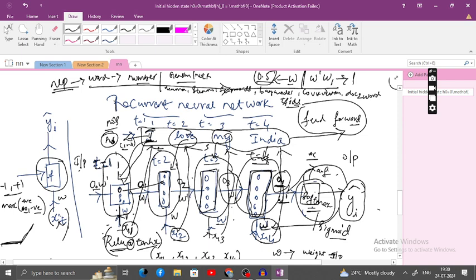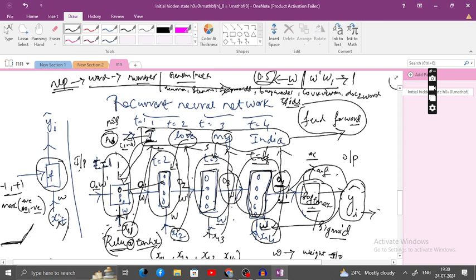Okay. So what is softmax? Softmax is the final output layer of the recurrent neural network. And at the end what will you get? yi hat. What is this?